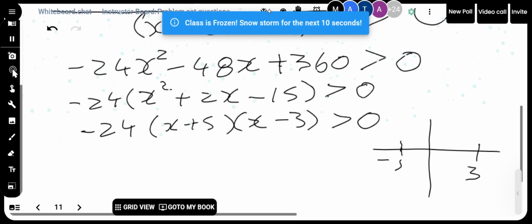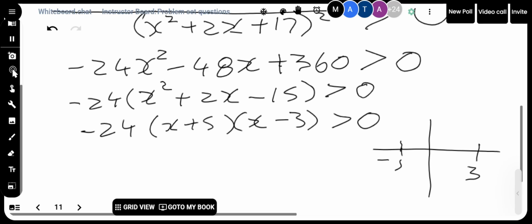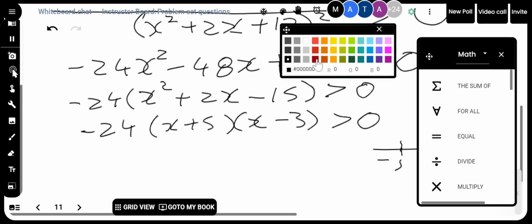Oh, I didn't mean to put snow in there, folks. I'm sorry. It's snowing for the next 10 seconds. That was not intentional. I hit the wrong one. Sorry. All right, it's actually snowing outside, I think, anyway, so what the heck. Anyway, let me get to the color palette here and change it to red so we can sketch the graph.